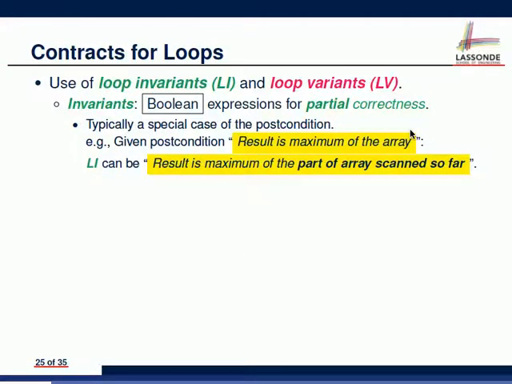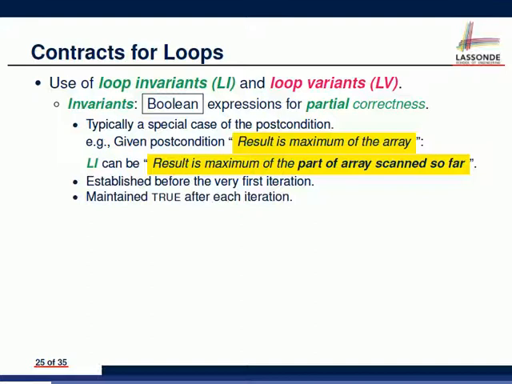So we say the result is the maximum of the part of the array we have scanned so far. What's beyond I, we don't know. But before I, we know we have scanned through them already. The maximum we have got so far is guaranteed to be the temporary maximum. So after the initialization step for the loop, we should really establish the loop invariance. Once it is established, it should remain true between each iteration.